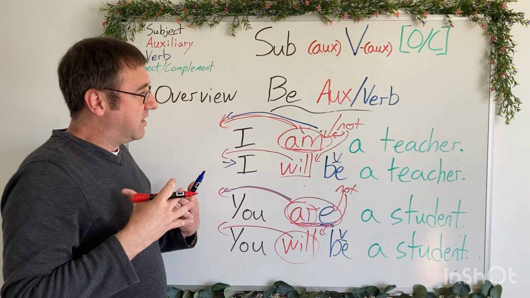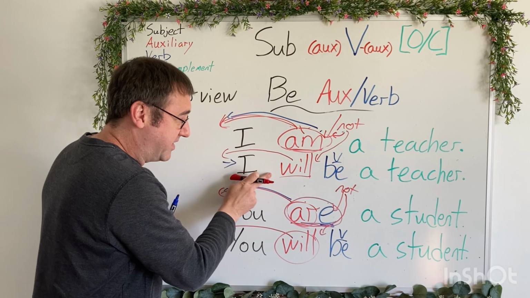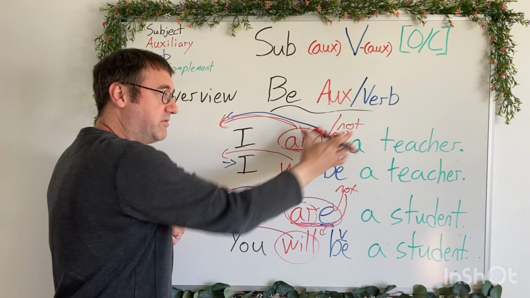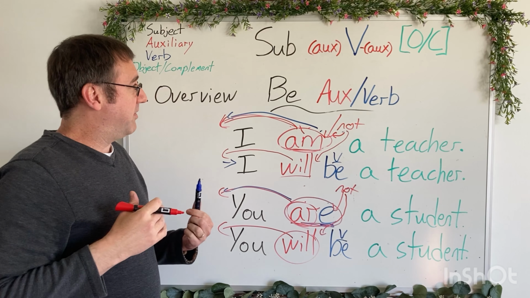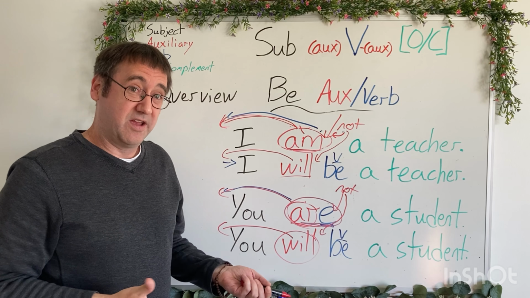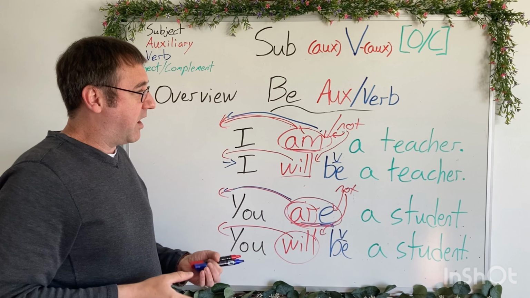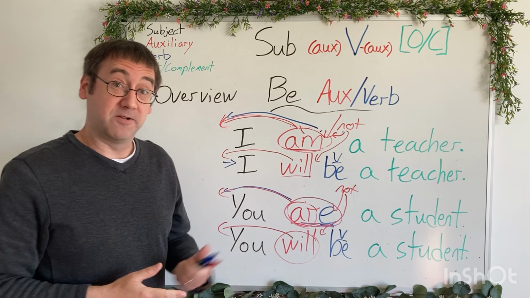Okay, so that is the basic structure. And that's the difference between be auxiliary verb and the other auxiliaries in English. In the next part, we're going to look at the past and the present structure of be verb a little more closely. So join me in the next part.